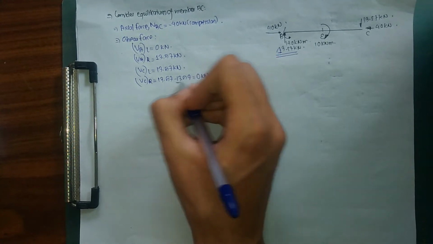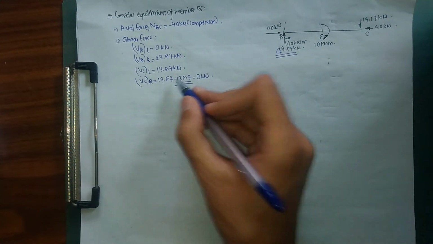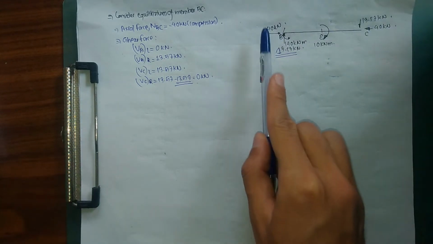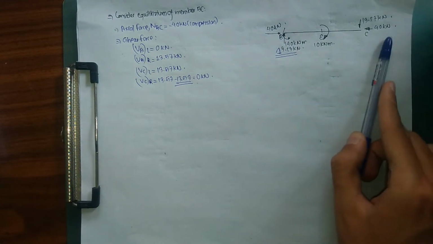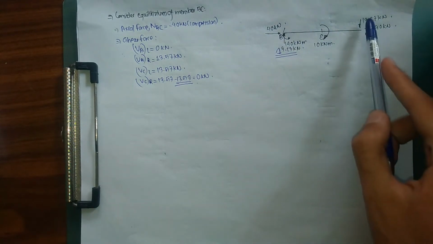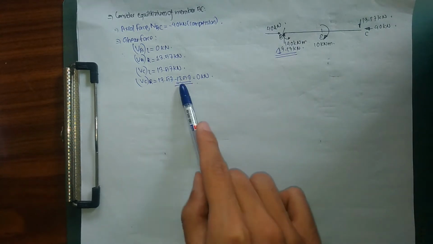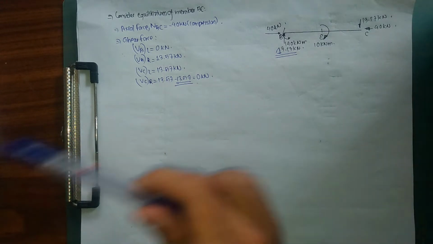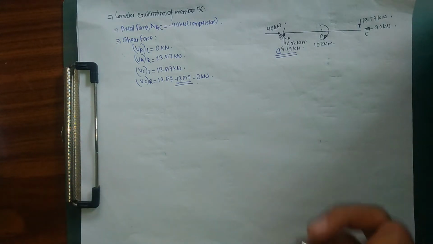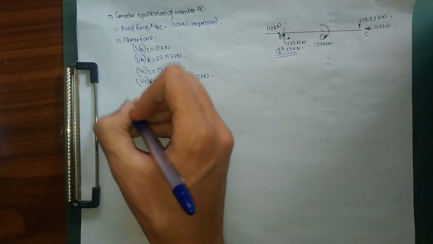Why is this taken as negative? Because this is acting downward, and while we move from left to right according to our sign convention for beams, downward forces are taken as negative. So 13.57 minus 13.57 will simply equal 0. Now at last we are going to calculate our bending moment.